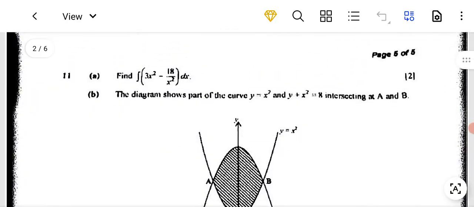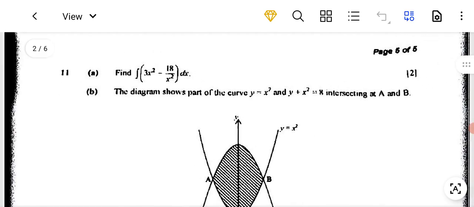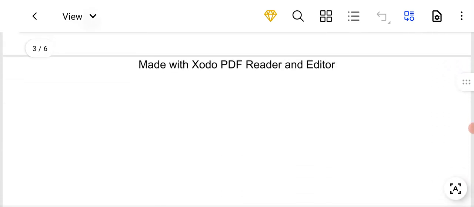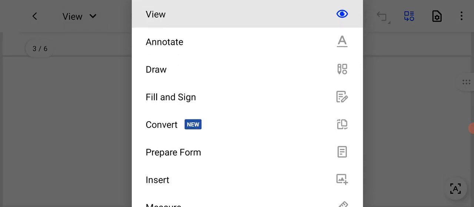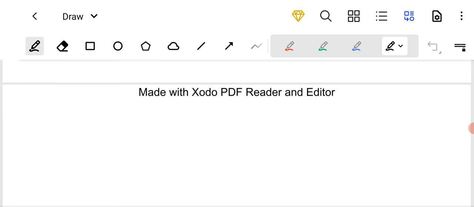Question 11A reads, integrate 3x squared minus 18 divided by x squared with respect to x. This is carrying 2 marks. So this is question 11A. So 3x squared minus 18 divided by x squared. Okay, so we write that down. This is question 11A.